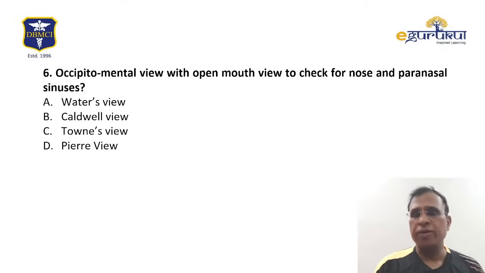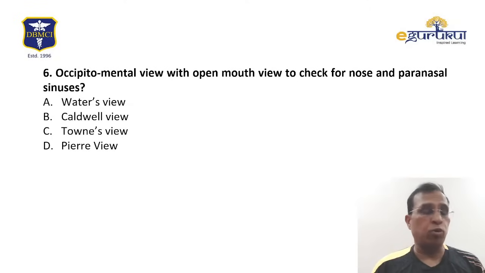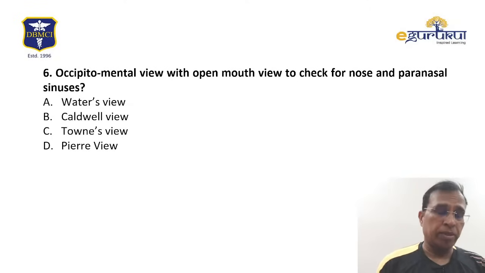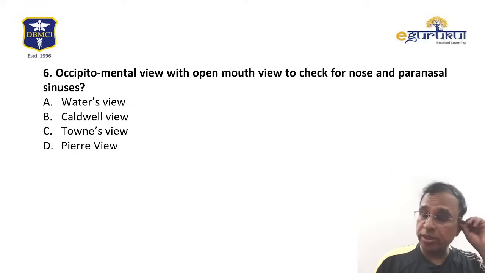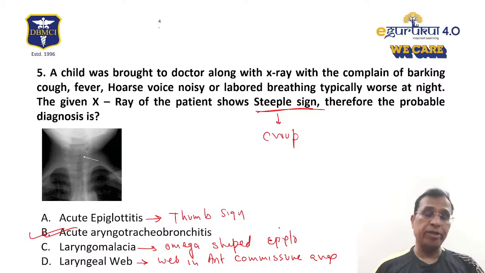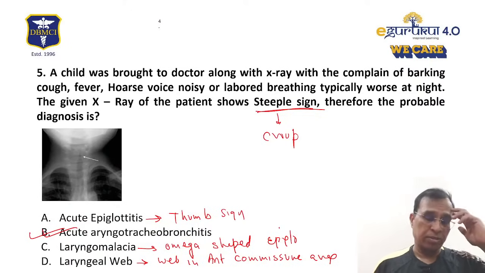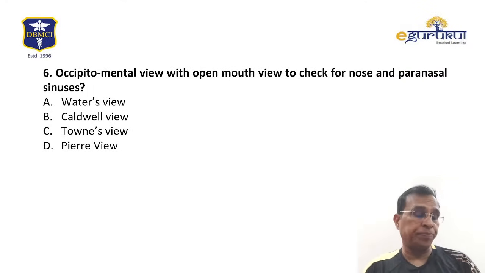Everybody knows about croup in detail, but croup is a very important topic. Croup and acute epiglottitis, both are extremely important topics. See, same year, same paper, there were 2 inflammatory diseases, one in the larynx, one in the ear. Occipitomental view with mouth open to check for nose and paranasal sinus is Waters, Caldwell, Towne's, PRS view.